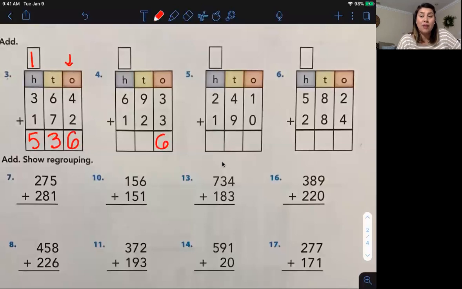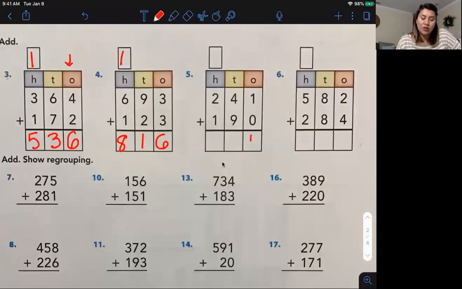Uh-oh, there's a problem. We need to regroup. The answer is 11, but I can't write 11 in the tens. So I have to take it to the top. 6 plus 1 plus 1. 6, 7, 8. 816. Nice. All right, let's move over to number 5.